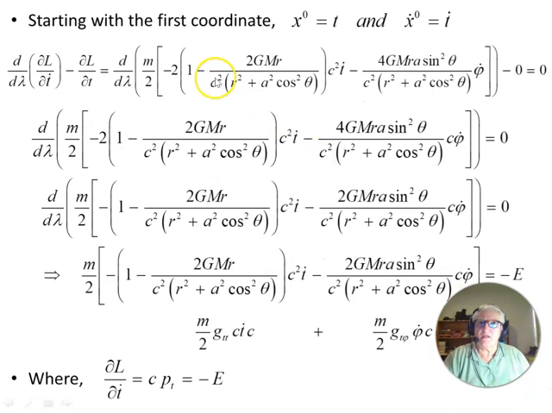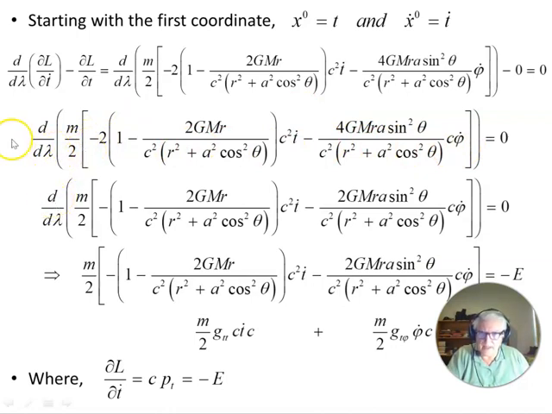And next one over. So starting with the first coordinate, x0 is t, so x dot of 0 is t dot. We put that into the Euler-Lagrange equations here for the t coordinate. This is what we've got. This part was 0. This dL/dt was 0. And we end up with d/dλ of this object here equal to 0. And that immediately, as you can see, gives us a first integral.